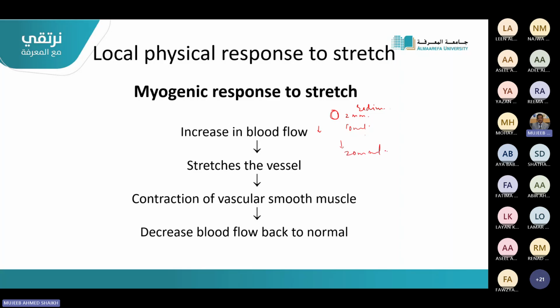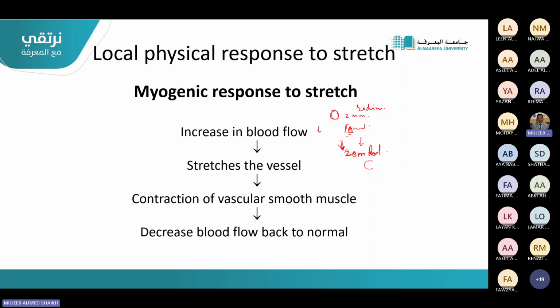What will happen to the size or the smooth muscle? What will happen if the blood flow increases to double? Instead of 10 ml, it becomes 20 ml. The heart is contracting powerfully and it is supplying more blood. What will happen to the size of the arteriole? Will it remain the same, increase or decrease? You have to listen to the lecture.